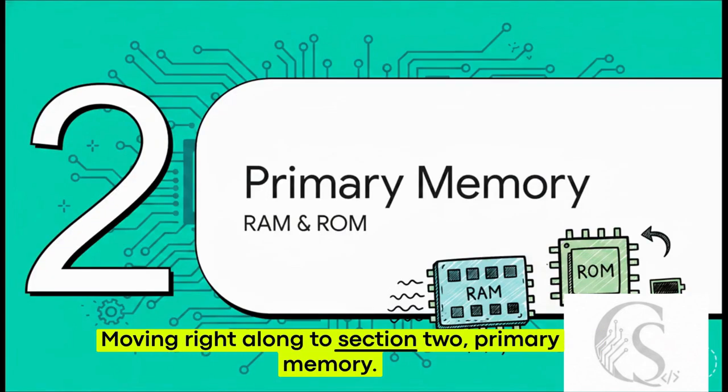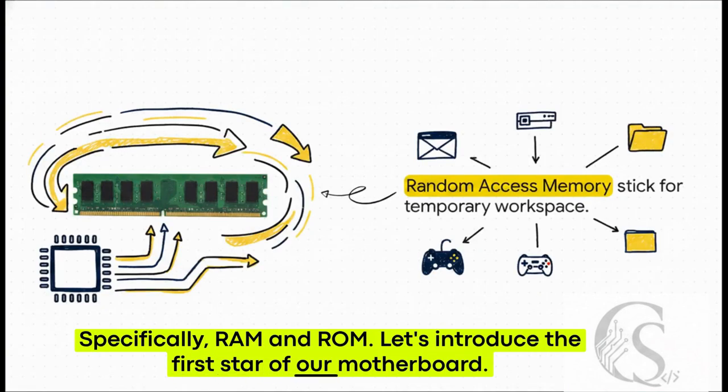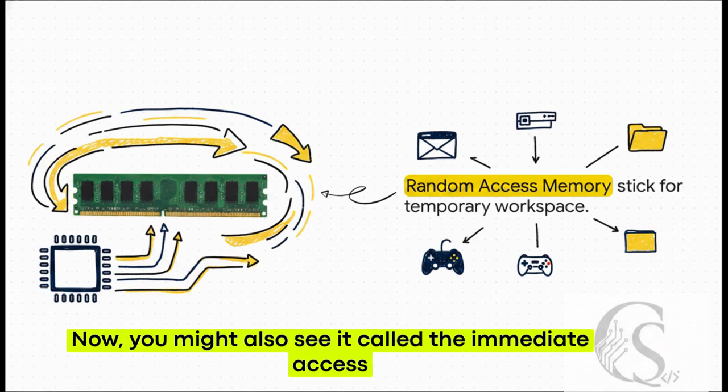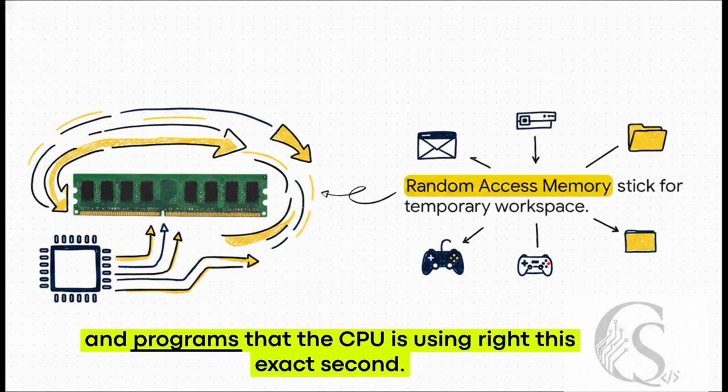Moving right along to Section 2, primary memory, specifically RAM and ROM. Let's introduce the first star of our motherboard. This is a RAM stick, which stands for Random Access Memory. Now, you might also see it called the Immediate Access Store in our textbook, so definitely jot that down. It essentially holds the data, files, and programs that the CPU is using right this exact second.